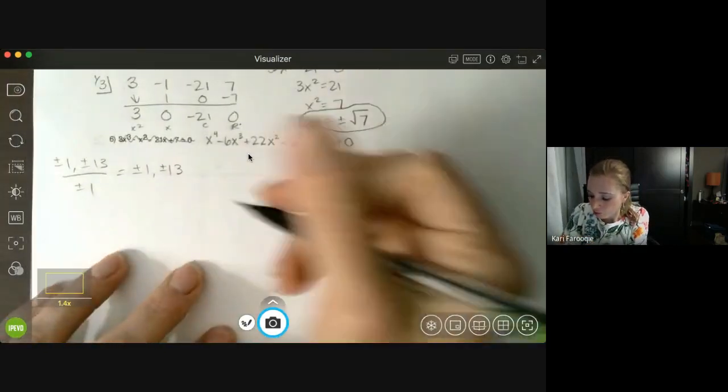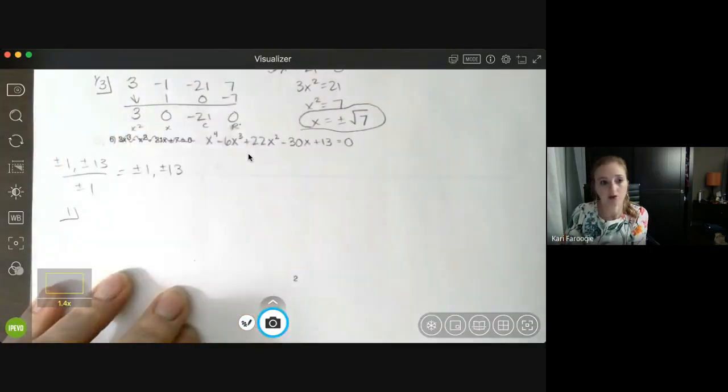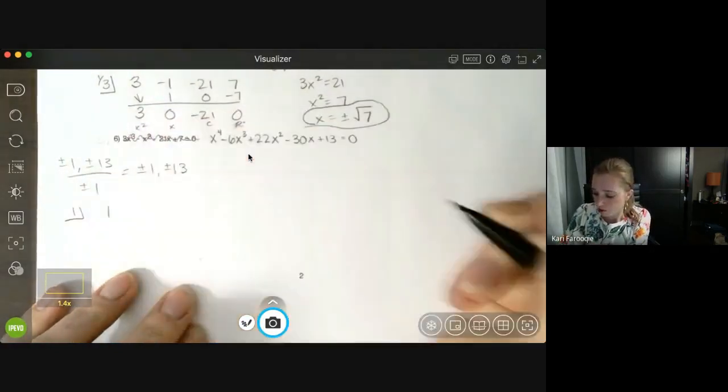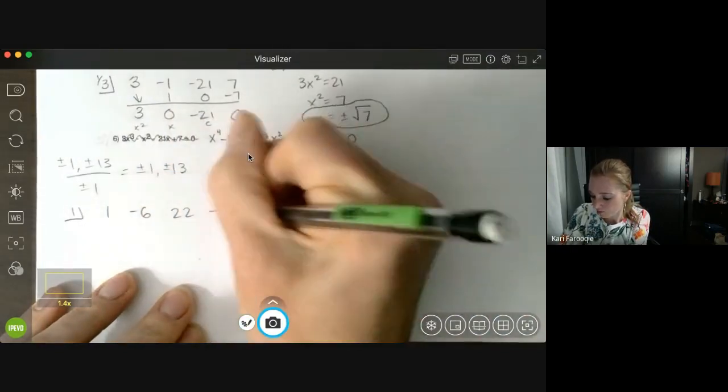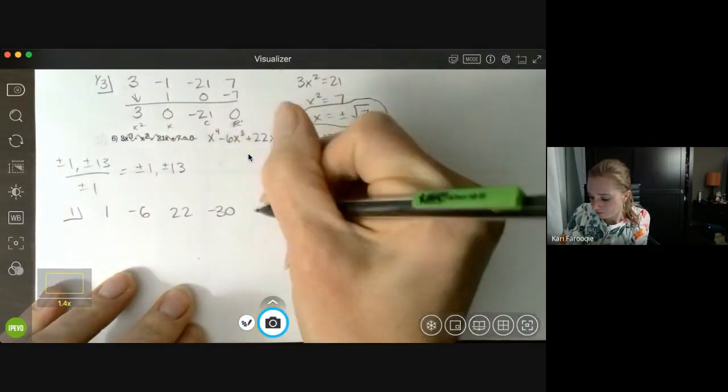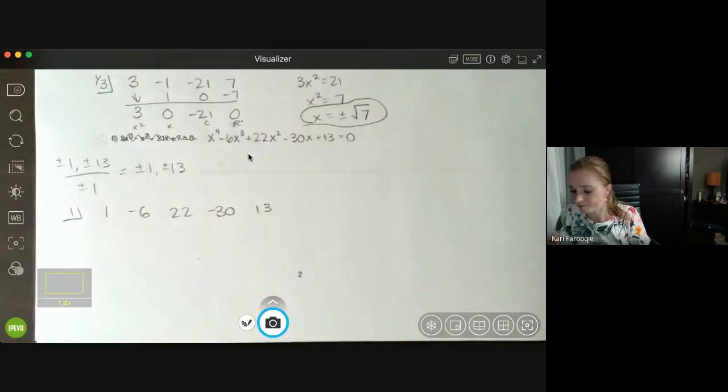So let's go ahead and use 1 with our synthetic division. Using your coefficients 1, -6, 22, -30, and 13.